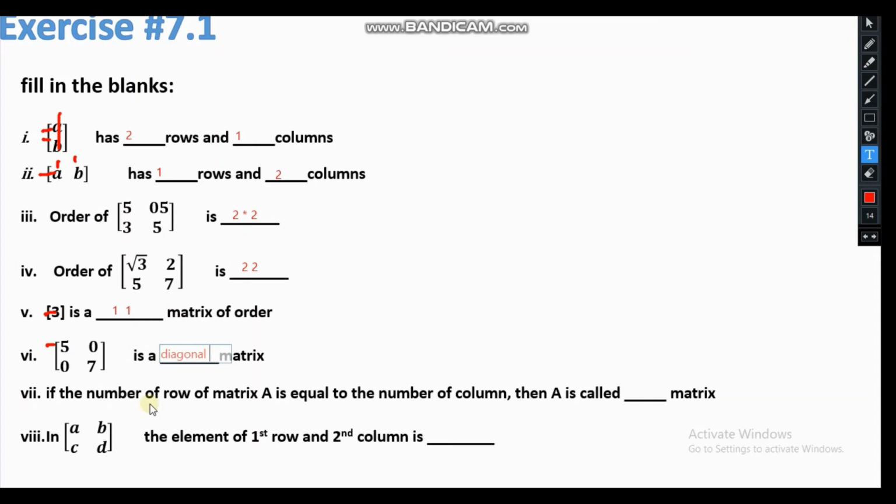So if our number of rows is equal to the number of columns, we can write square matrices. Square matrices. If it is the element of the first row and second column, so we can write here B. This is the element of first row and second element. Second element is B.